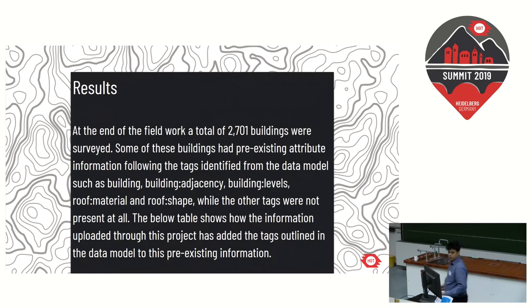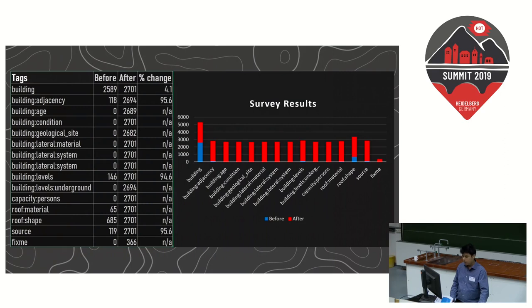So at the end of the field work, we surveyed 2,700 odd buildings, and then several tags such as building levels, building roof materials, shape, all of these were added. So this is the result of the survey in Kathmandu. The NA should be 100%. Sorry, I forgot to change that. So that was a 100% increase in those tags.